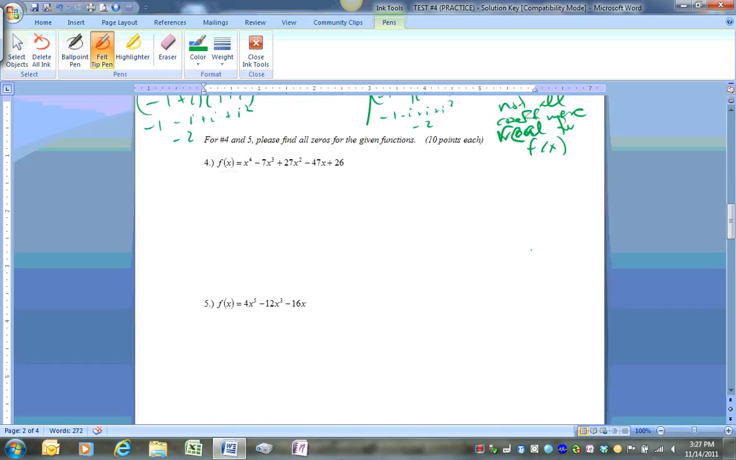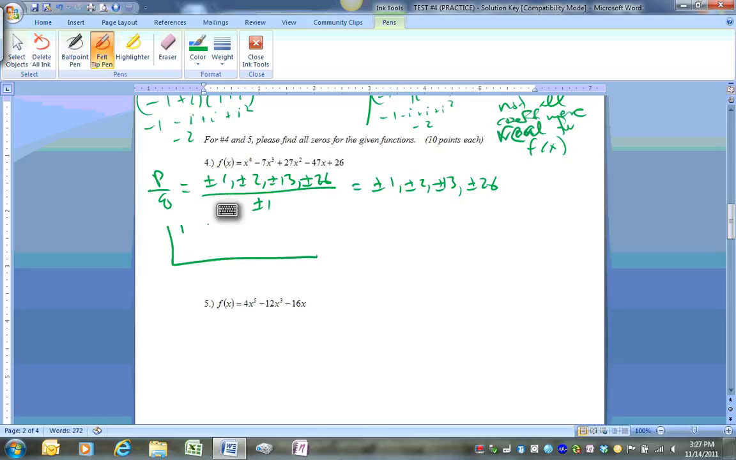Alright, 4 and 5. You have to find all zeros for the given function. In this case, we've got to do the p over q business. Plus or minus 1, plus or minus 2, plus or minus 13, plus or minus 26, all over plus or minus 1. Which is basically plus or minus 1, plus or minus 2, plus or minus 13, plus or minus 26. Put in your coefficients and test away. So let's test 1.